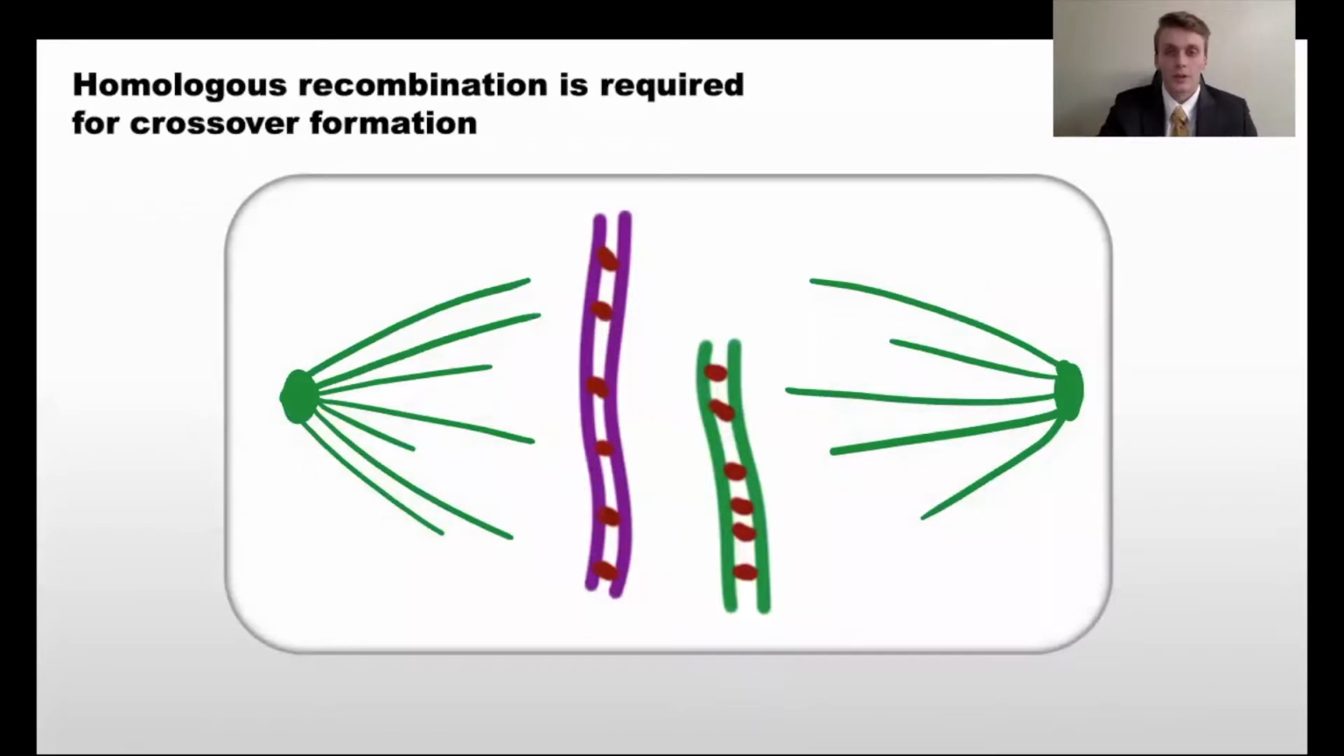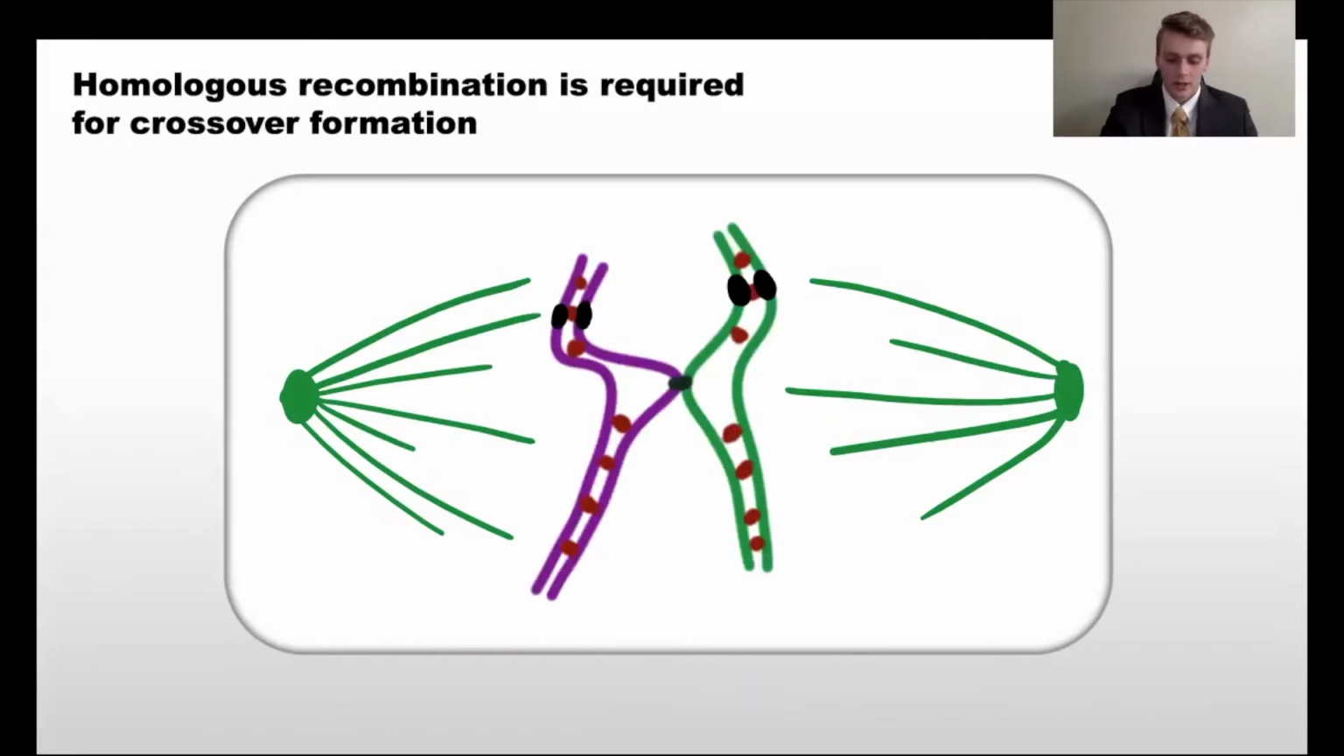So what occurs during this reductional division we call meiosis? Crossover formation between chromosomes of the same structure is the first step to reductional division. Crossovers also lead to an exchange of genetic information between the two chromosomes. As you might have guessed, this process must be tightly regulated to ensure genetic information is not altered nor damaged.